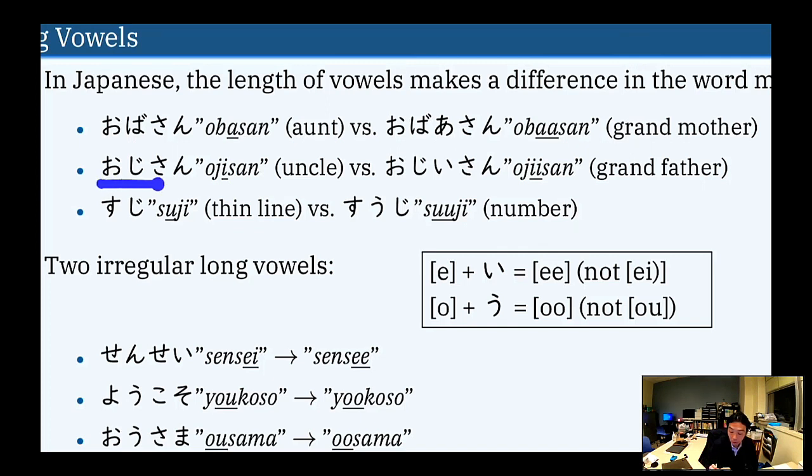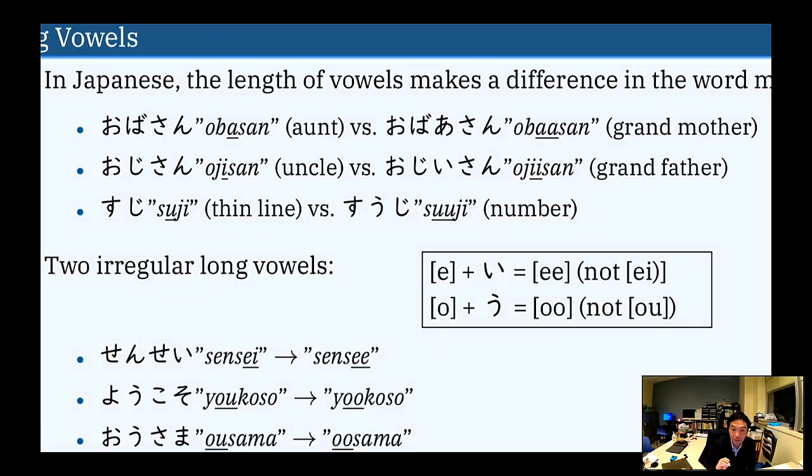Another example, oji-san, oji-san. So in this example, with the E sound, oji-san, this one is shorter, and it means uncle. Oji-san, this I is longer, oji-san, meaning grandfather. It doesn't mean it's only about family terms.